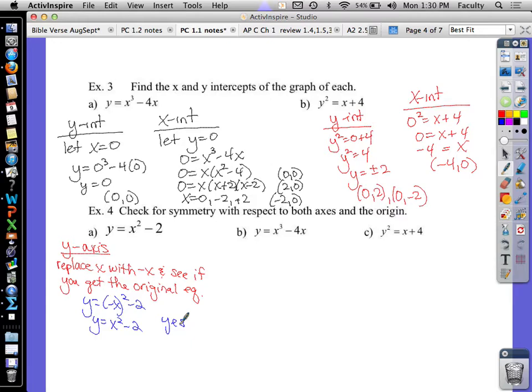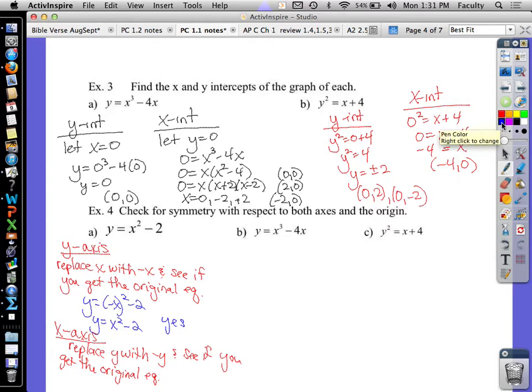Okay, then we have something called x-axis symmetry. And what you do with x-axis symmetry is you replace y with negative y and see if you get the original equation back. All right, does everybody have y-axis? I'm going to erase that so I can keep working here.